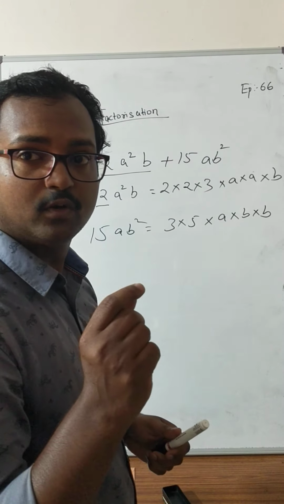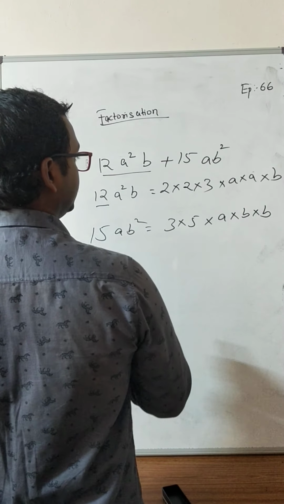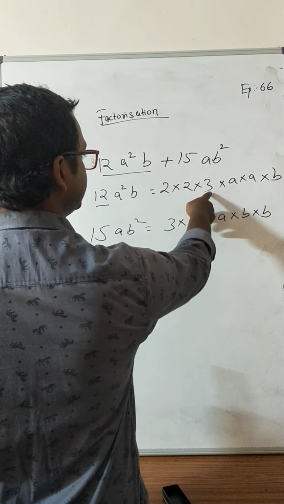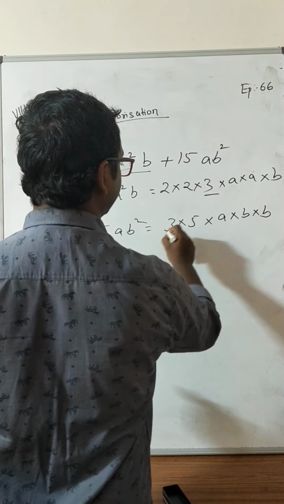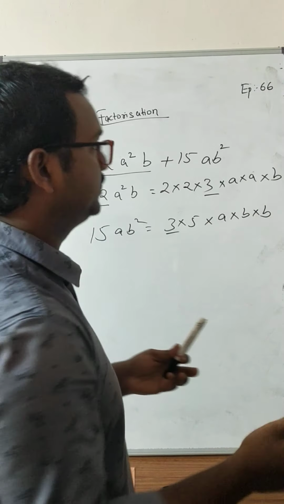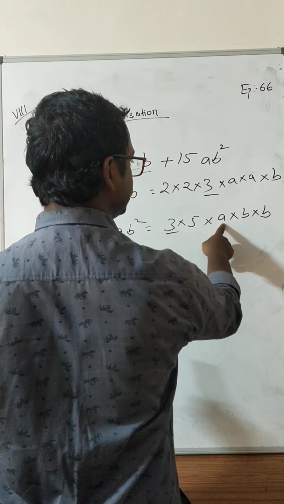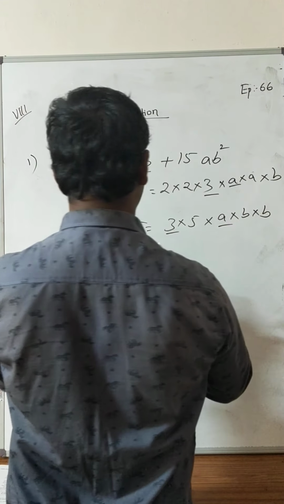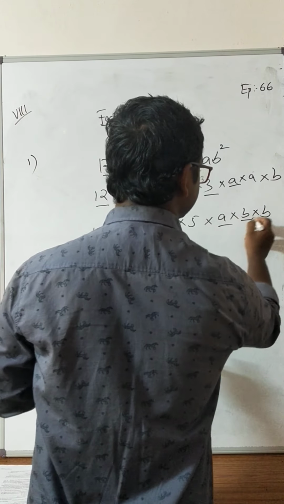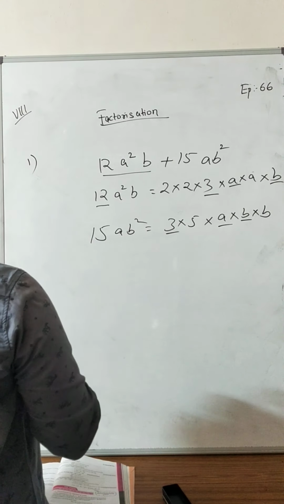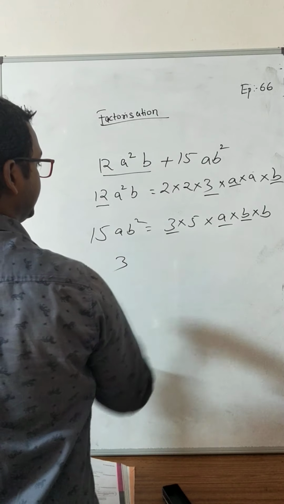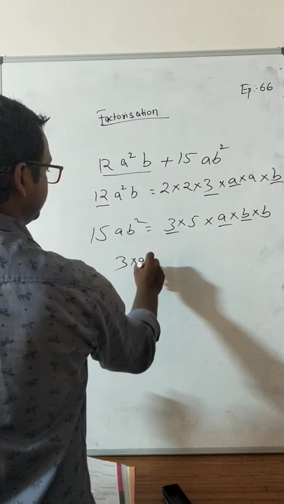Now let us find the common values. Here 2 and 2 is there, but here no 2 is there, so we can't take 2 as common. Here 3 is there, here 3 is there, so we found one common value which is 3. Here 5 is there, but here 5 is not there, so it's not common. Here a is there, here a is there, so we've got one more common. One more a is there, here no, so we can't take this as common. Here one b is there, here one b is there, so the common values that we are getting are 3, a and b. 3 into a into b is our common.